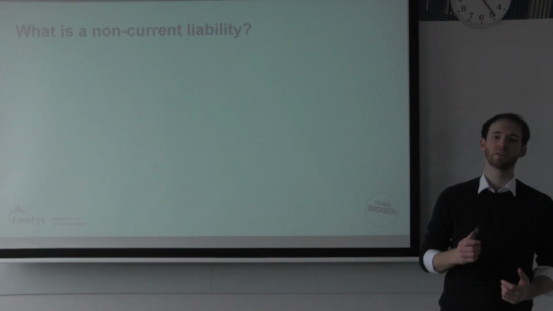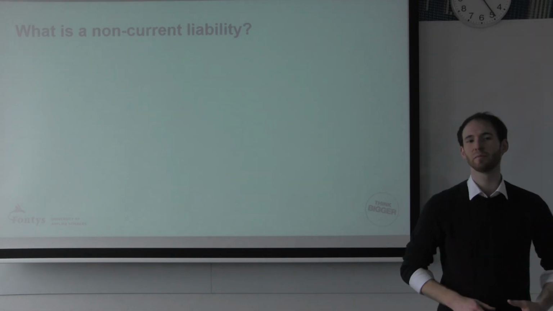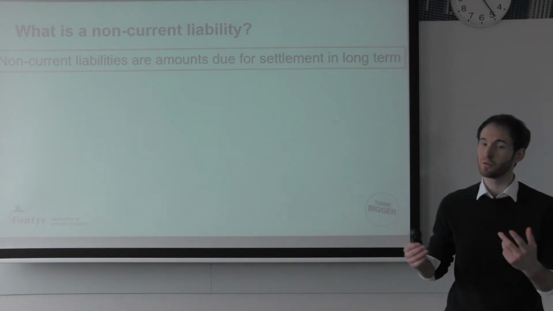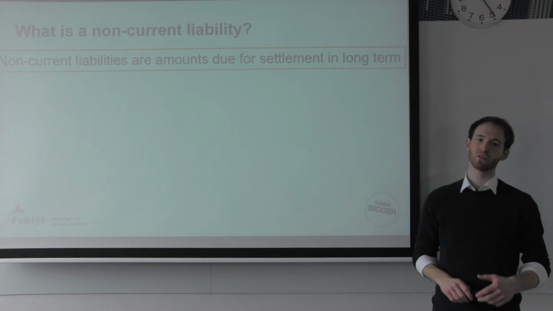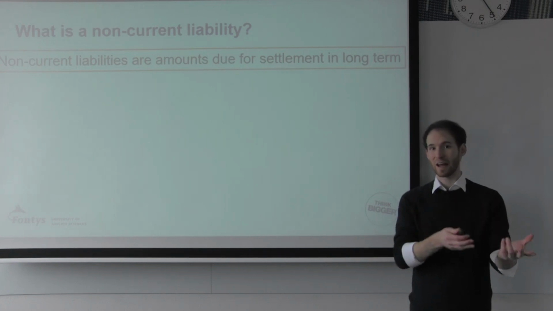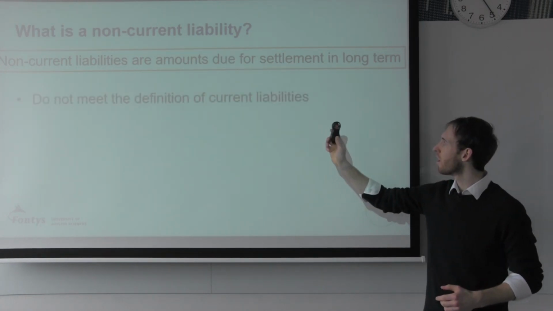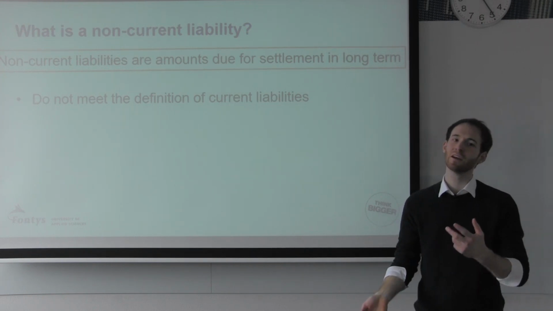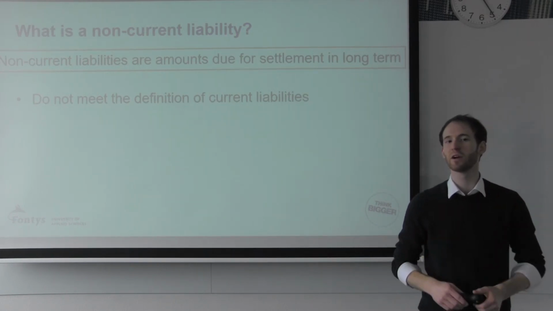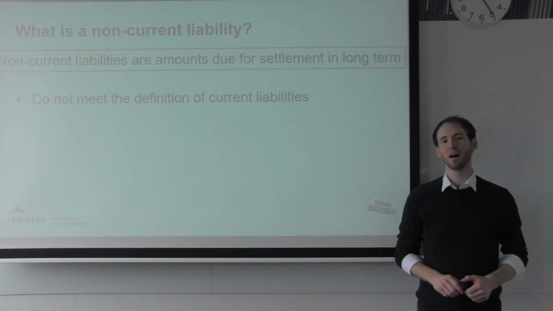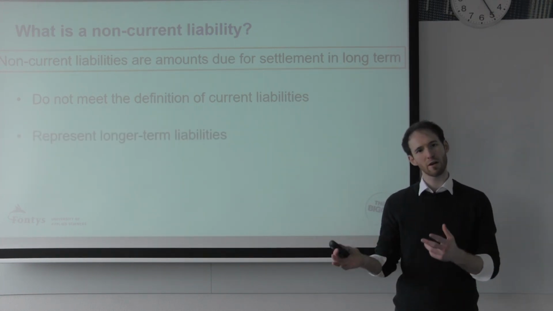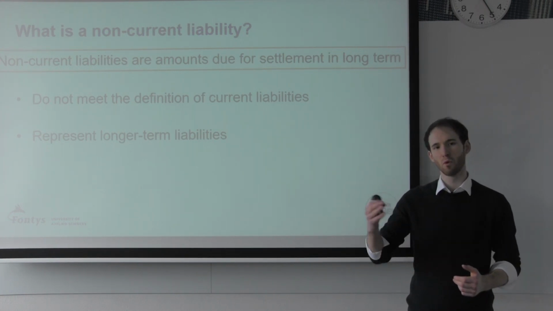So now, after having a look at the current liabilities, the only thing left are the non-current liabilities. And you can guess from the name, those are those amounts that are due for settlement in longer term. So this means after 1 year. Non-current liabilities, as also the non-current assets, do not meet the classical definition of the current counterpart. So a non-current liability does not meet the classification of a current liability. So it's not held in general for trading purposes, and those things we discussed 2 slides before. As said before, they represent longer term liabilities, so everything that is due for settlement in more than a year.